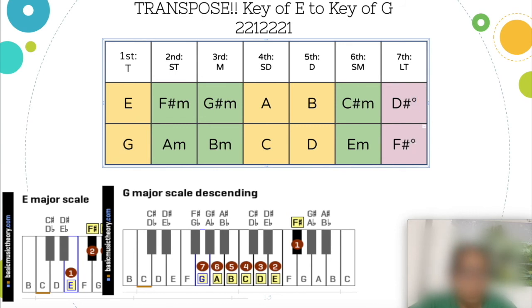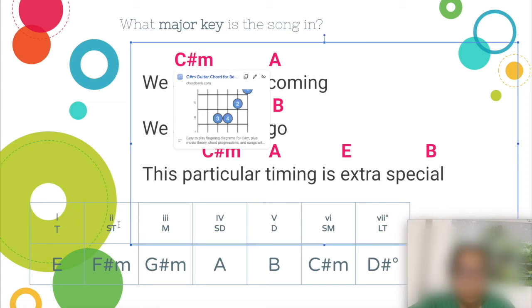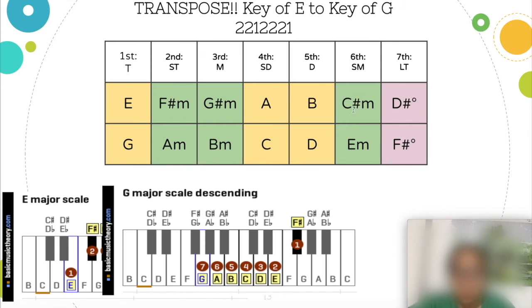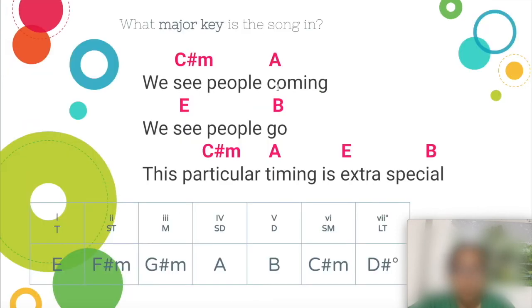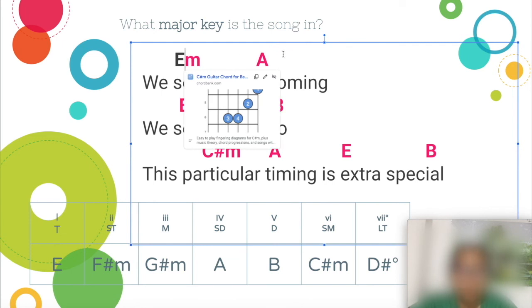Okay, so what will become of our song now? Instead of C sharp minor, which is the 6th chord in the key of E, we also have to find the 6th chord in the key of G. That would be an E minor if we want to transpose our song to the key of G. So this will become an E minor.